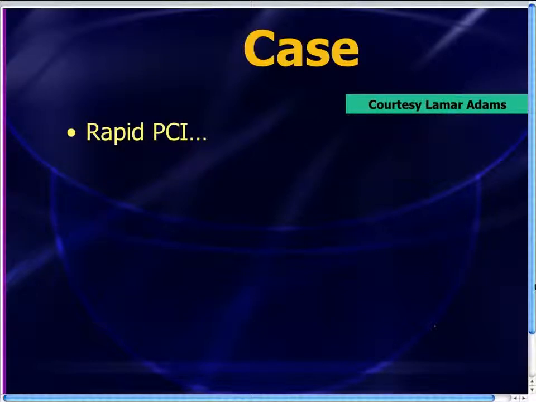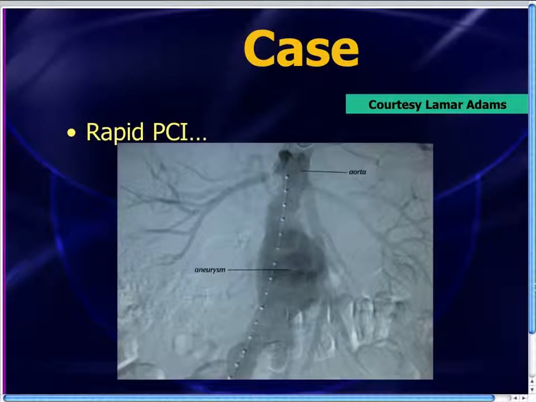But anyway, they sent this patient up for a rapid PCI, and I keep thinking about what's going on. And I'll give you another hint. This is more than just an EKG case, all right? So the patient goes up for a cath, and what did they see? Well, hopefully you kind of guessed what was going on.